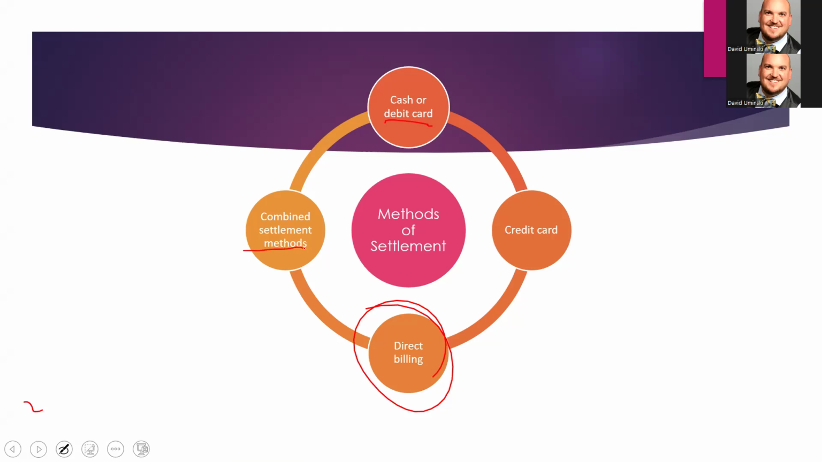We might do a combined method. How do you think we might combine some of these different methods of payment? Okay, so points is not on here, but yeah. So we may pay with some points and then partially with credit cards. What else?